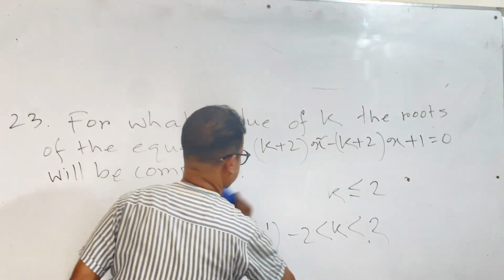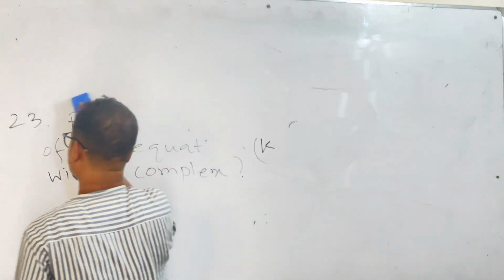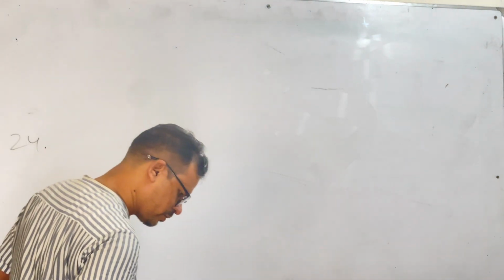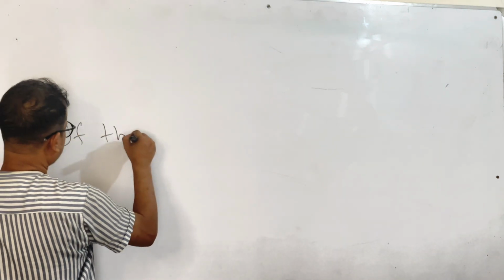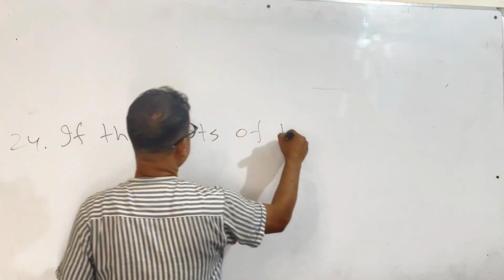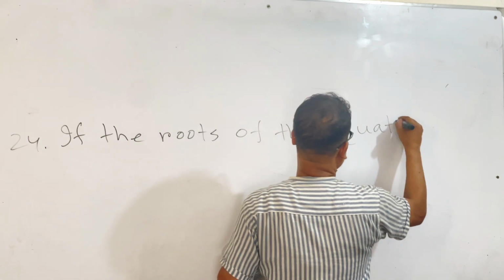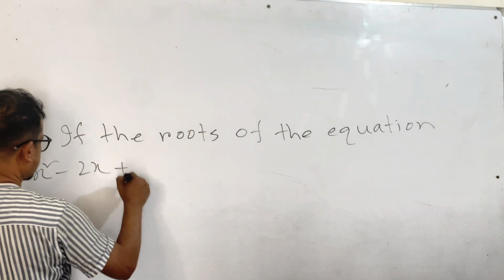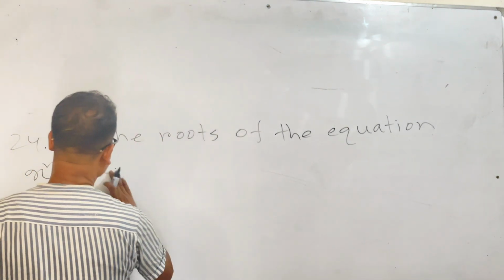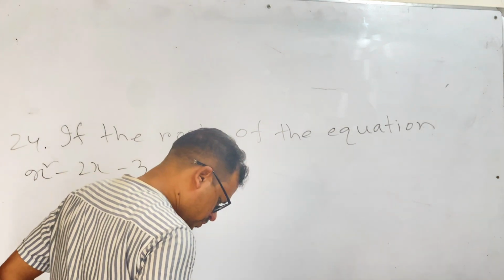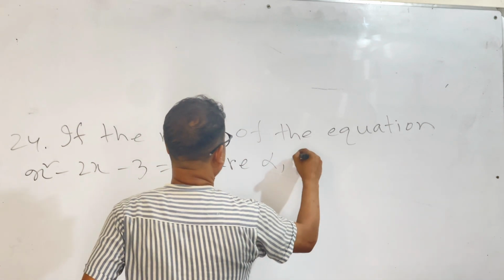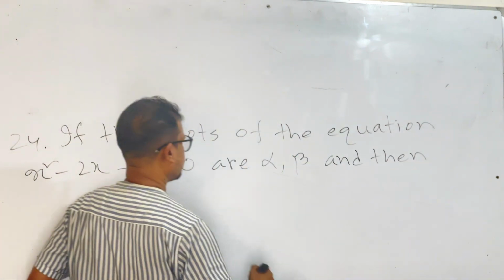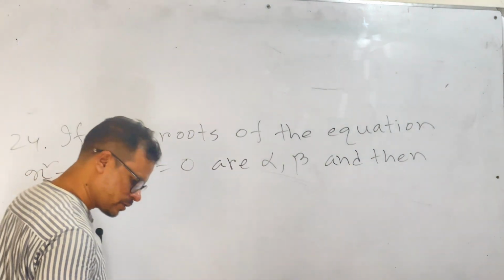Okay, 24. Now what is 24? If the roots of the equation x squared minus 2x minus 3 equal to 0 are alpha and beta, then alpha minus beta equal to what?